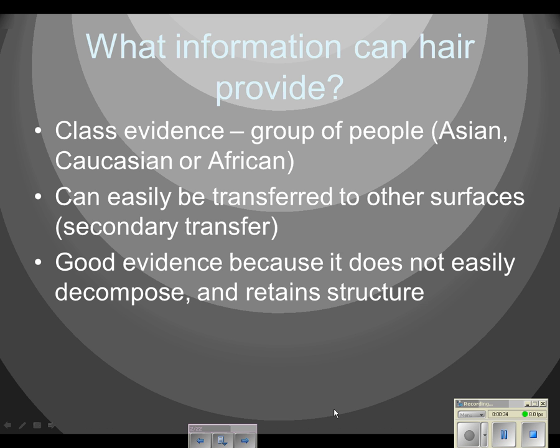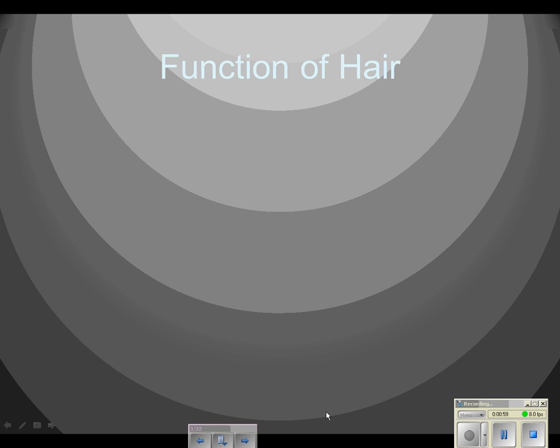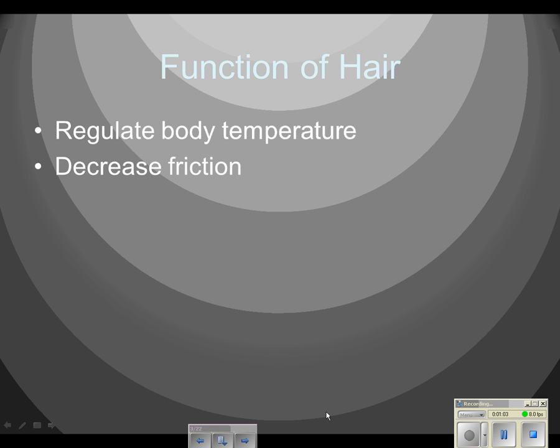It's also good evidence because it does not easily decompose or break down, and it retains its structure for a long period of time. And if the follicle is present, then we can possibly get DNA, and then it would become individual evidence. So if it's just torn hair or cut hair, it's going to be class evidence. But if the follicular tag is present because it's pulled out from the root, then it's possible to get DNA and individualize it.